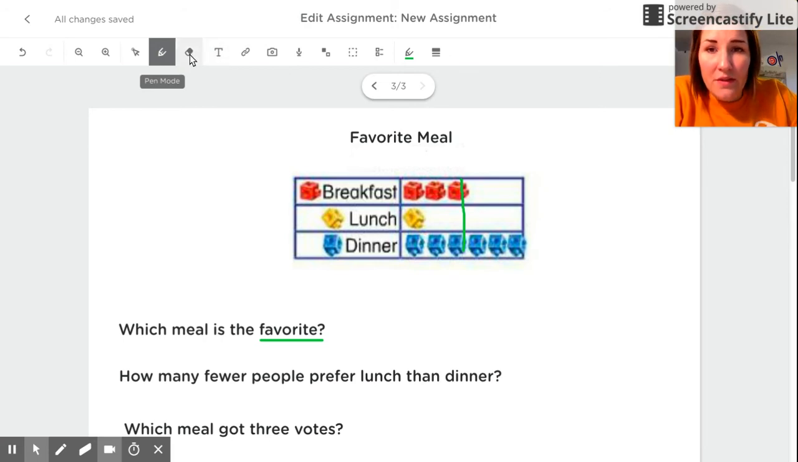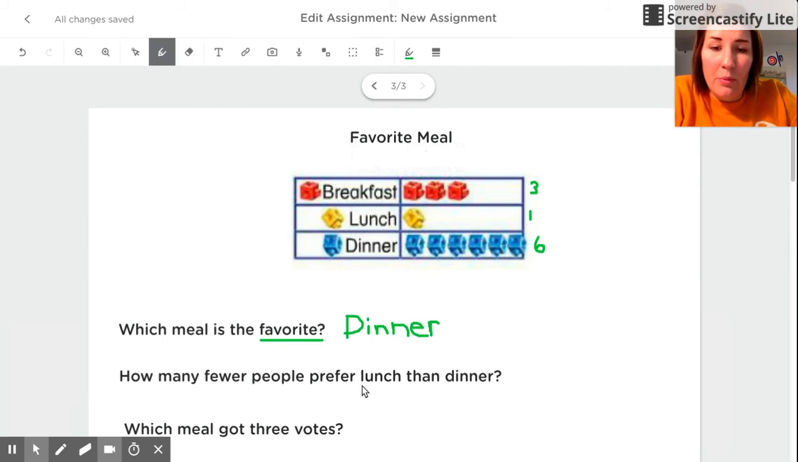I can also count the different votes. Breakfast got 3, lunch got 1, and dinner got 6. So I can tell that 6 is the largest number, and so dinner is the favorite meal of everyone that voted. In that question, I had to look at all of them to see which one had the most. Let's look at the next question.